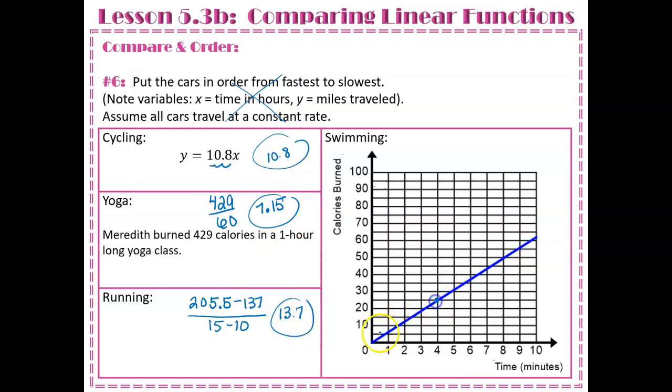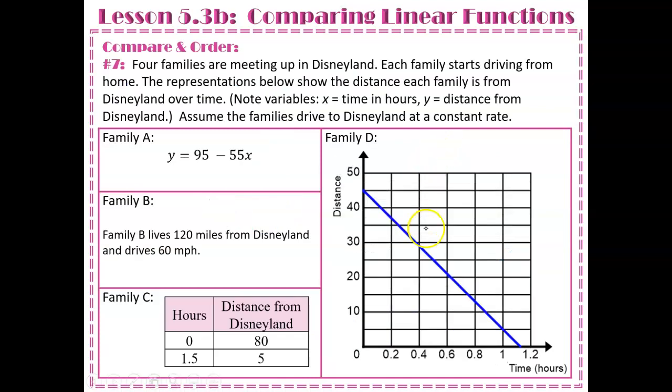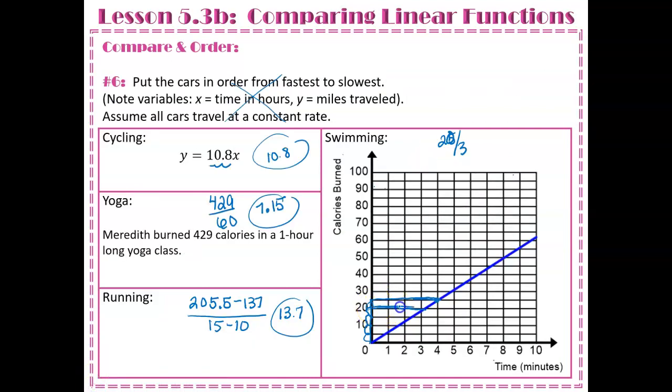Swimming, we're going to make our triangle. So we have 5, 10, 15, 20, 25 over 3. I think this is only 20. I'm going to go 20. So 20 over 3. Sorry. I'll go back. This is 20 where it meets up. And that is about 6.6.